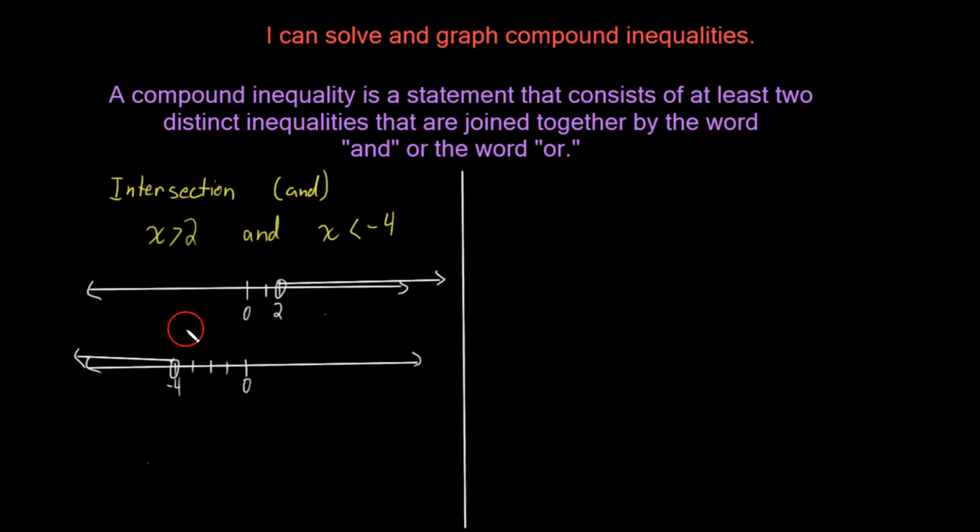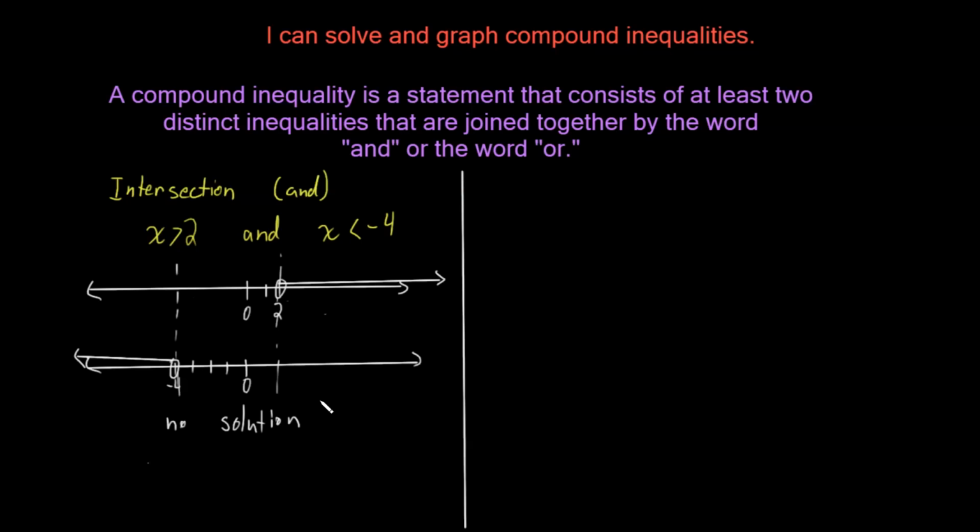And we see that there is no intersection between these two graphs. So our answer to this would be no solution. This graph would have no solution, which makes sense. There's no value that is greater than 2 but less than -4. So that would make sense.